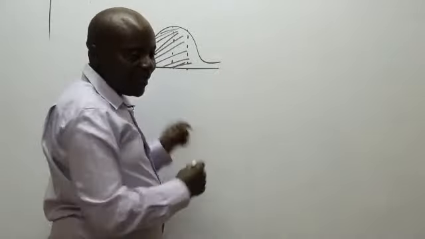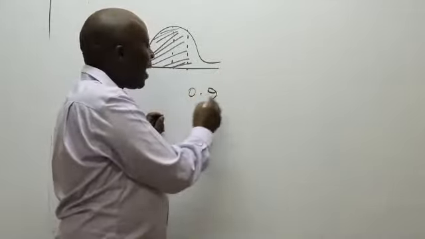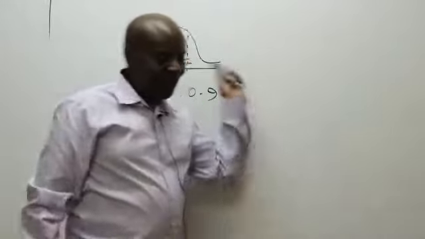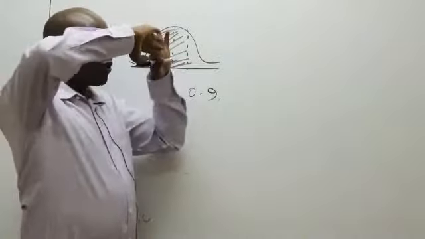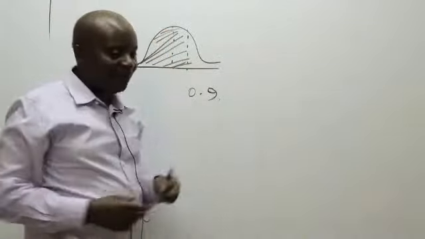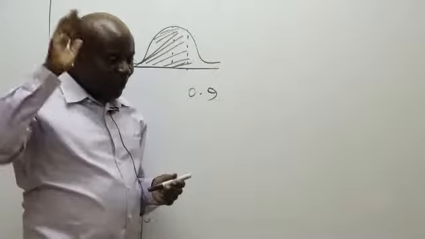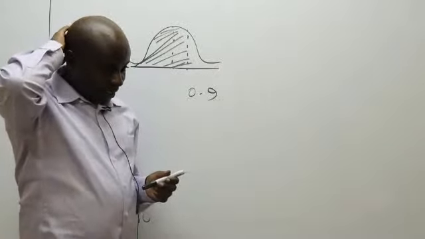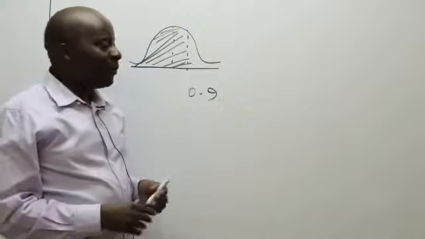Those who have said 0.99 have a cumulative normal table. Is that true? Is there somebody who has got a table like that, where they have shaded the bigger area? Yes. So that is also a very good table.